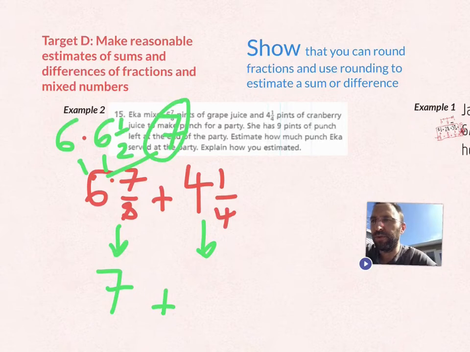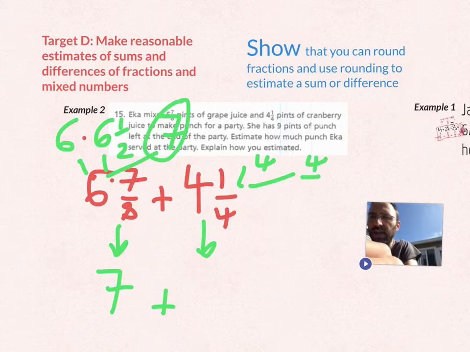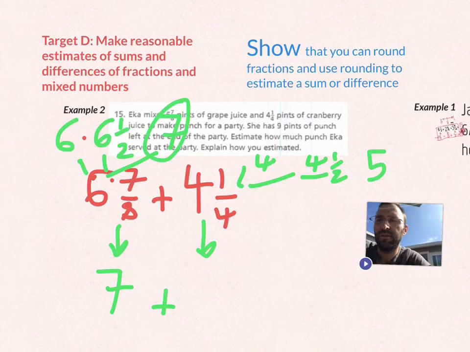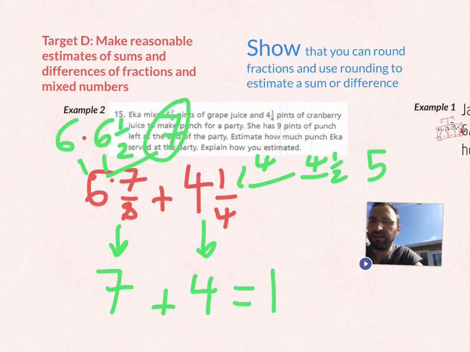And then we have 4 1/4, and you need to ask yourself, is that closest to 4, 4 1/2, or 5? And we would round down in this one. So it's 4. So we end up with 7 plus 4. So our quick estimate, close enough answer for how much punch she made is 11. It's not the exact, it's just an estimate.